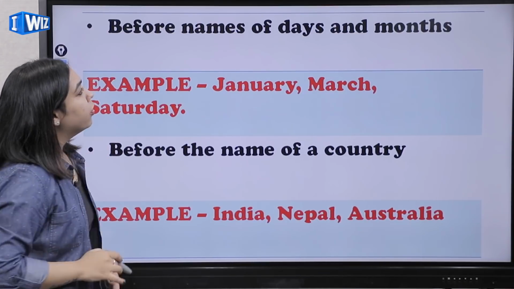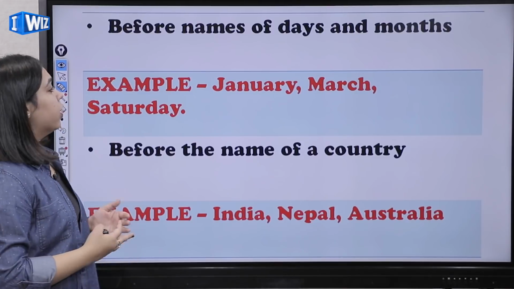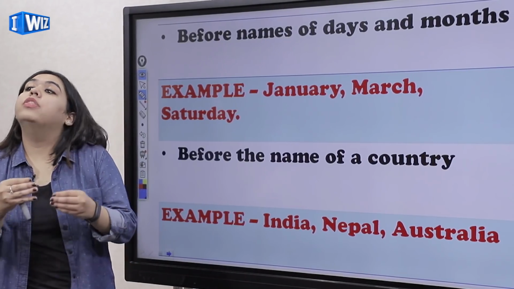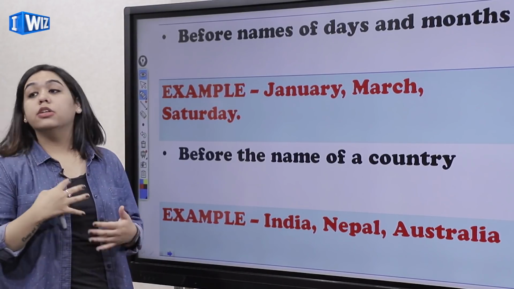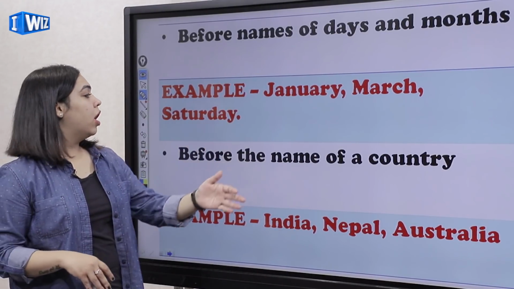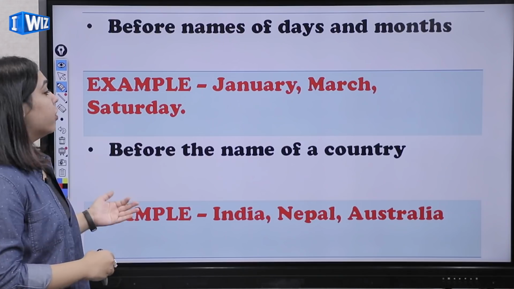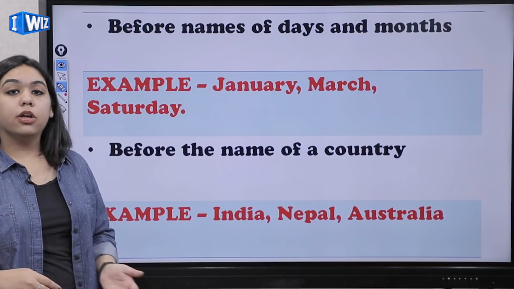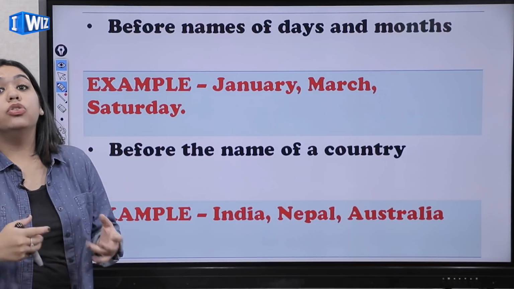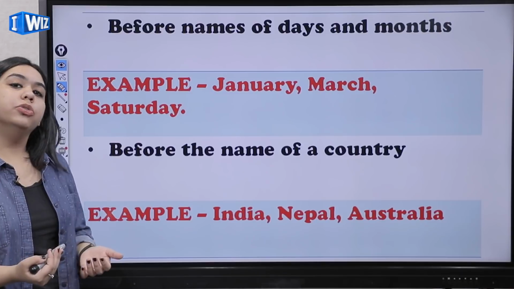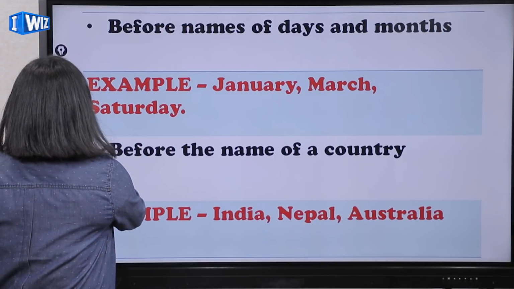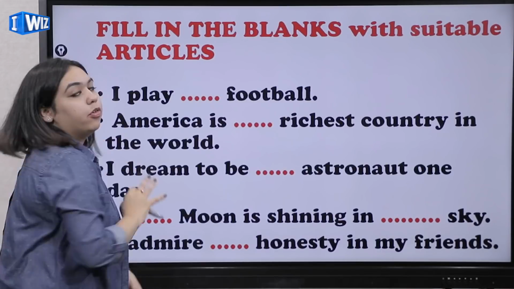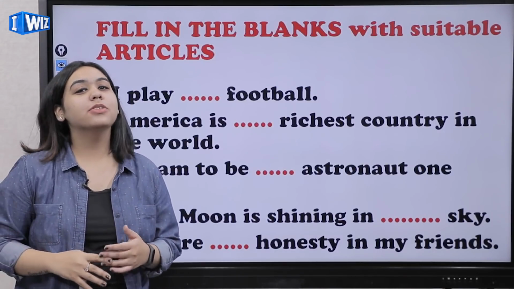Let's move on. Before the names of days and months: we'll be meeting on Saturday. I will never say we will be meeting on the Saturday. January, March, Saturday. Before the names of a country, like India, Nepal, Australia, you will not say "the India". I will not say "I belong to the India"; I'll say "I belong to India". Let's move on. That's all for the areas where you're not going to use the article.